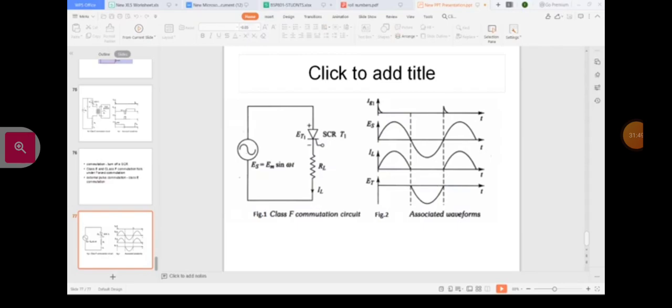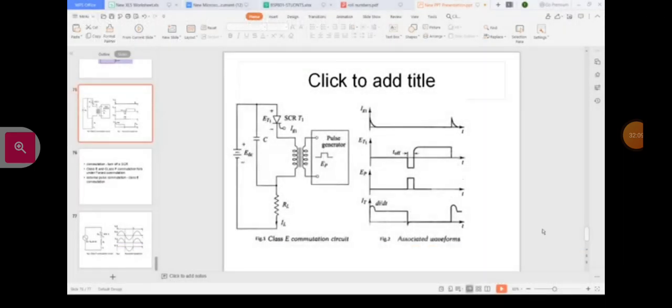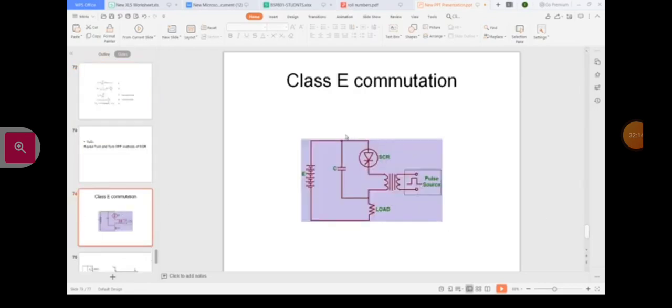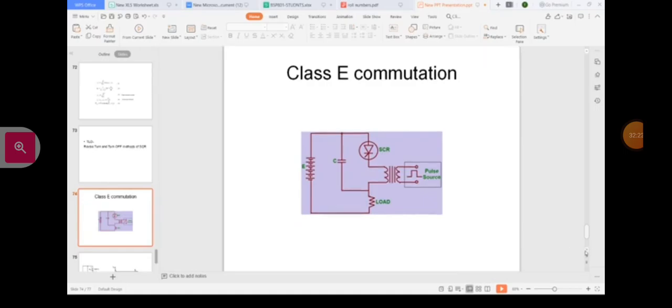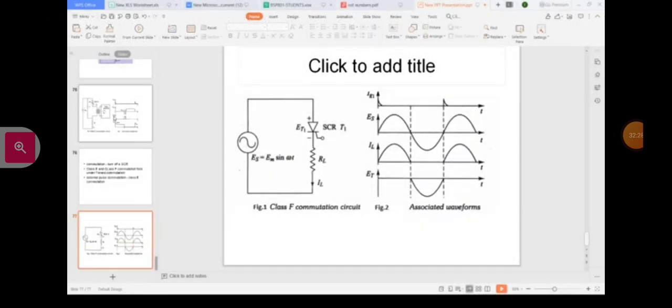Now, in summary, we can revise both commutation methods, class C and class F. These are the simplest commutation methods we have seen till now. In parallel, you have to draw these two diagrams for class C commutation and class F commutation. This is the simple diagram of class C commutation. So in summary, by using these two commutation techniques, we can turn off an SCR.